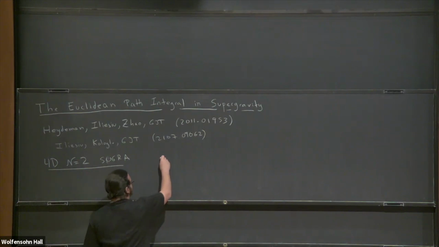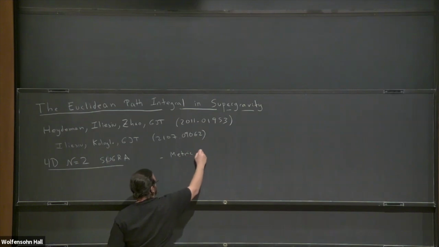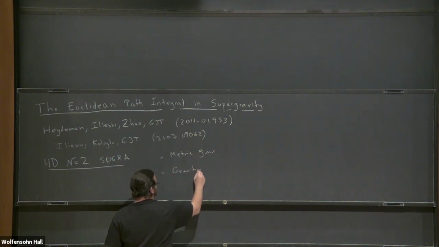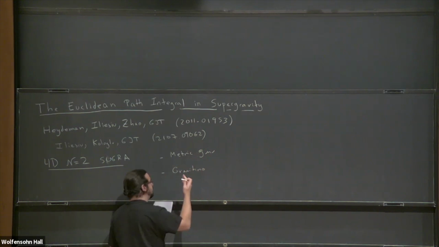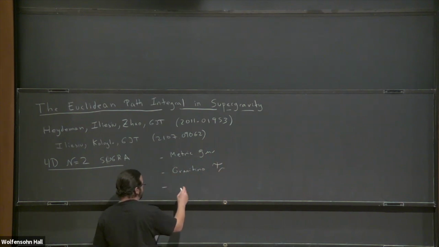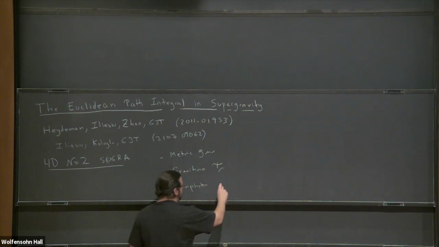But okay, for this gravity part of the spectrum, one has, of course, a metric. One has a gravitino, which can be represented in different ways. One can take a complex gravitino, and a graviphoton, or the electromagnetic field that is part of the supermultiplet.